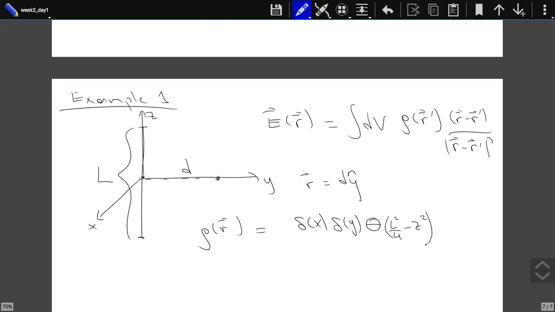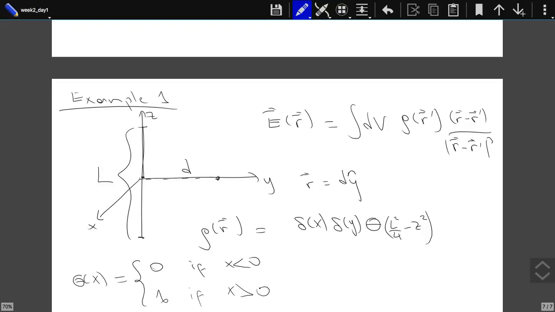Anlamadım ki hocam. Step 1. What is the step function? Bizi bir adım öteye taşıyan fonksiyon. 0 if x is less than 0, 1 if x is larger than 0. This is the definition of the step function. So if the argument is positive, it is 1. If it is negative, it is 0. So this function over here is 1 if z squared is less than L squared over 4.